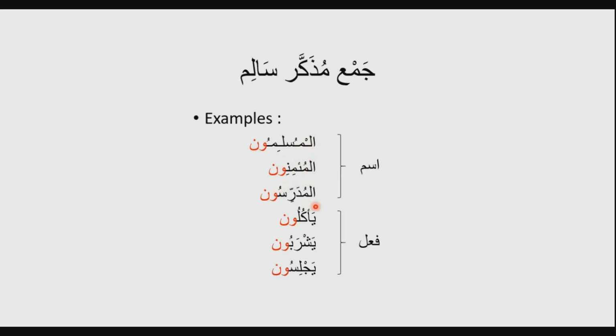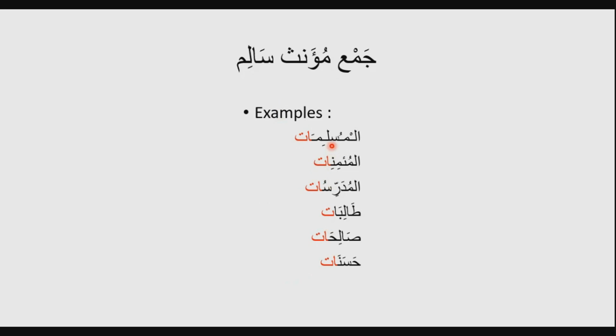Al-muslimun, al-mu'minun, al-mudarrisun. These are the examples of isim, noun. And here is the fa'il: ya'kulun, yashrabun, yajlisun. By the way, I haven't given the meaning of this. Muslimun, mu'minun, mudarrisun are the teachers. Ya'kulun, they are eating. Yashrabun, they are drinking. Yajlisun, they are sitting. And jama' mu'annath salim, you do not have the problem with the nasab and jar because it's always the same, alif ta. So muslimat, mu'minat, mudarrisat, talibat, salihat, hasanat, and the same.